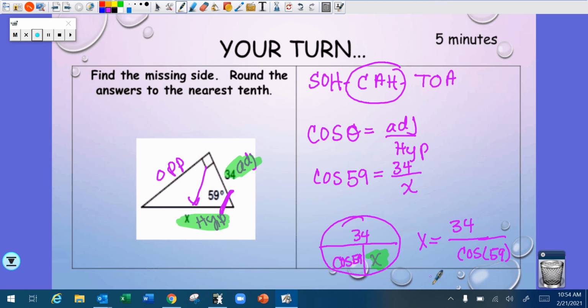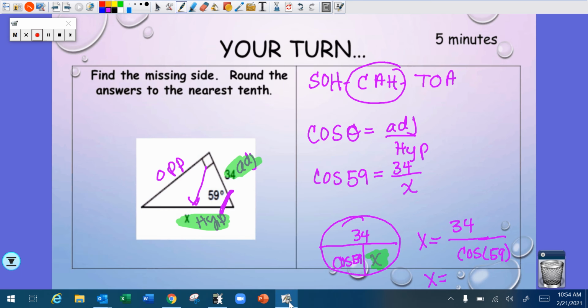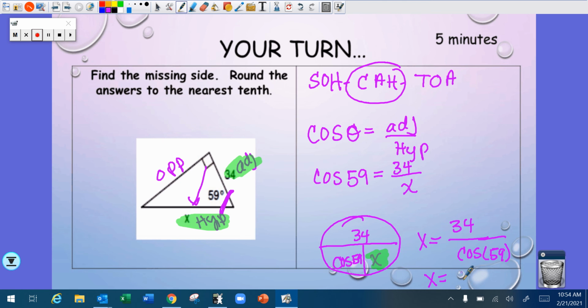Go back to decimals. 34 divided by cosine of 59. Yeah, and so we get 66.0, 66.0 units. All right, done with that one.